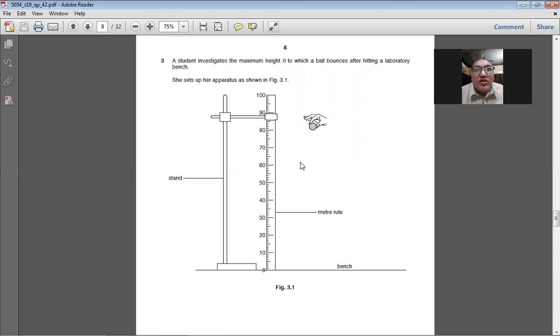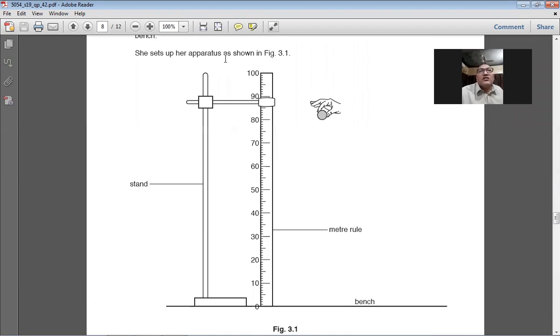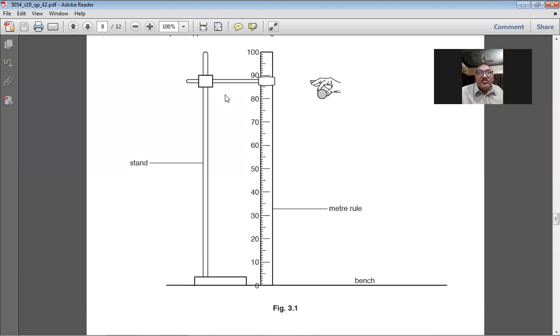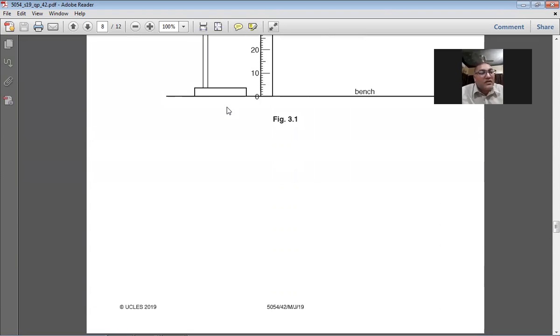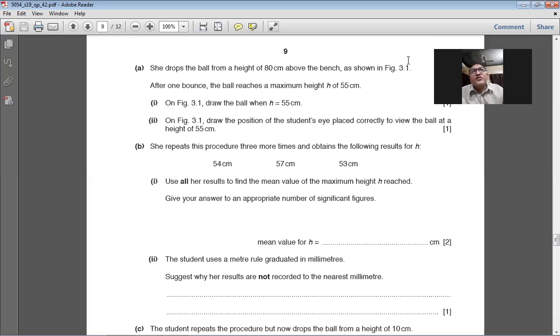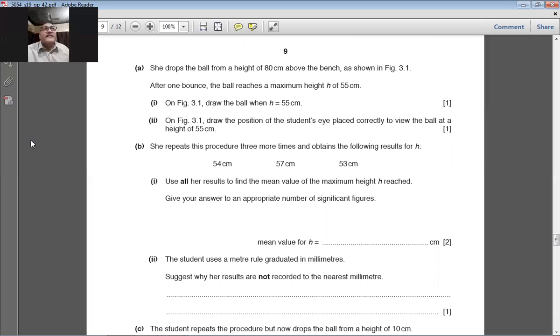Okay. So this is how he will drop it. From here it will bounce, and we will check what is the height of the bounce. So let's go to the next question. He says that she drops the ball from a height of 80 centimeters above the bench as shown in figure 3.1. After one bounce, the ball reaches a maximum height h of 55 centimeters.